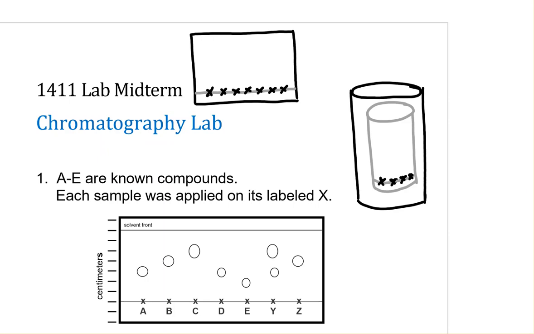Let's look at our chromatography experiment. Chromatography is a method of separation that's based on solubility. Just to remind you how we set this up, we had a piece of paper, our chromatography paper, and our chromatography paper acts as the stationary phase.